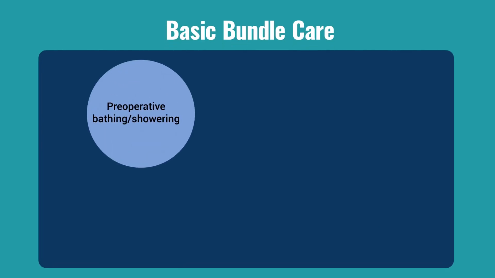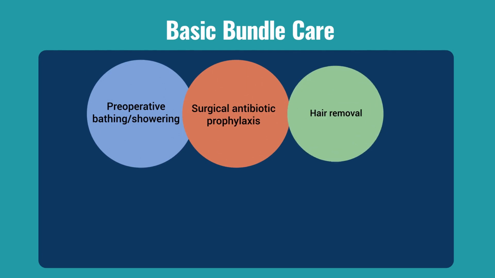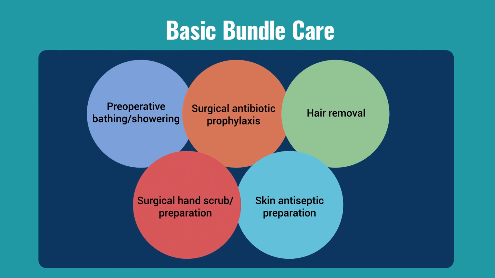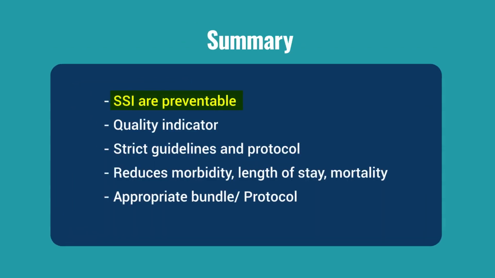A basic bundle care is important for every patient who undergoes a surgery, like preoperative bathing and showering, surgical antibiotic prophylaxis, hair removal, skin preparation, surgical hand scrub preparation. To summarize, SSIs are preventable. It is a quality indicator with strict guidelines and protocol. It reduces the morbidity, length of stay, and mortality of the patient. Each institution should have an appropriate bundle and protocol for the prevention of SSIs.